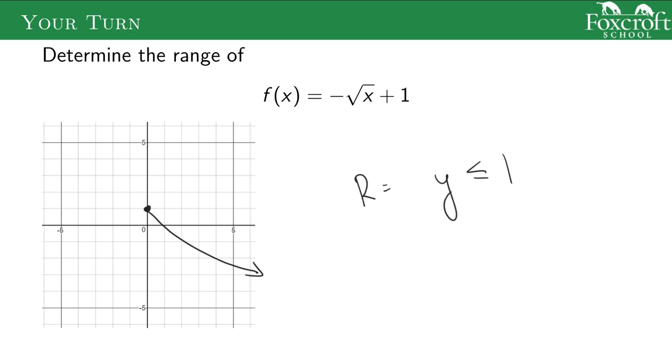Just a quick explanation. This +1 moves it up 1. There's nothing inside the square root, so there's no left or right. And then it's just a downward square root because of that. And you can see all the y values I'm hitting. I'm starting at +1 and just going down.